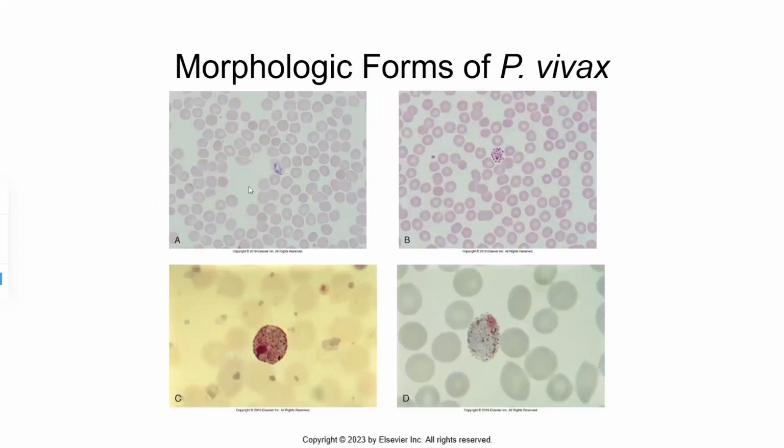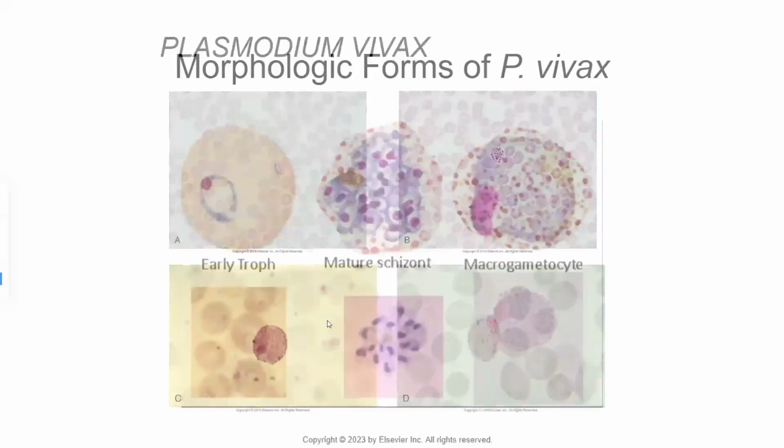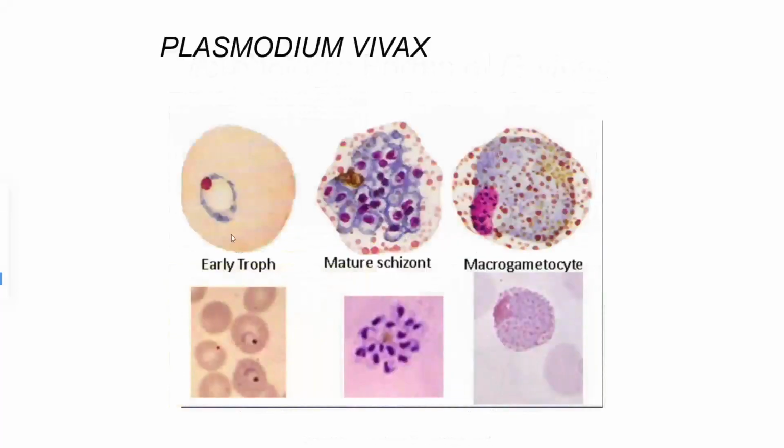So this is a picture of the different life cycle stages that you may find in the bloodstream. And here you can see an early trophozoite, a mature schizont, and a macrogametocyte.